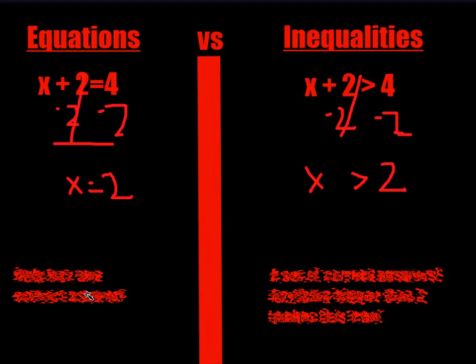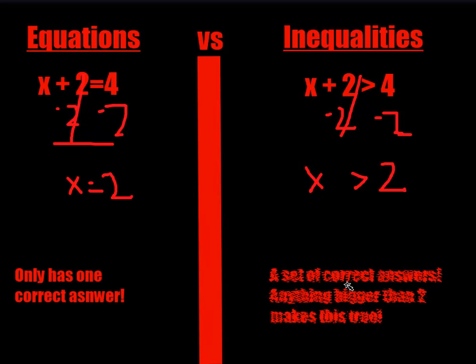On the left in this equation, x equals 2, so x is only one thing, it has one correct answer. On the right, x could be numerous things. It could be a set of correct answers. So anything bigger than 2 would end up making this true. And on the right, you could take it and plot it on the number line.